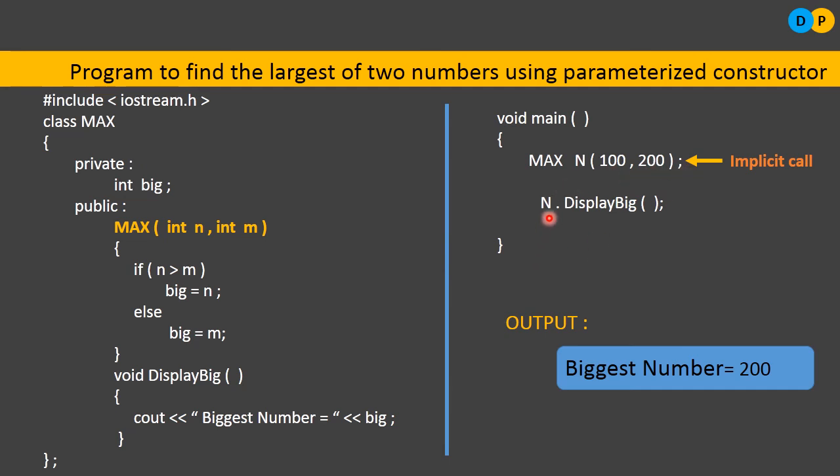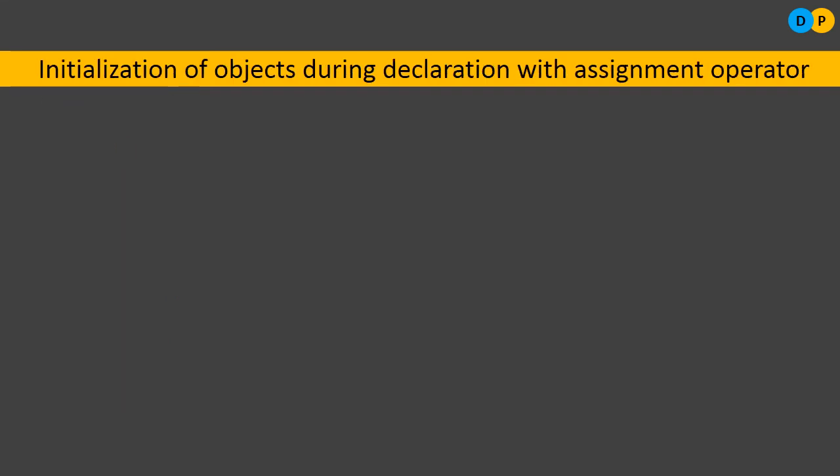Followed by this, using the object, I am calling the display big member function. Output will be: biggest number is equal to 200. I hope you have understood the difference between explicit call and implicit call. In an explicit call, the user will explicitly call a constructor in his program. But in an implicit call, we will not be taking the name of the constructor at all. We just create an object, and after the object is created, we pass the values, the arguments. That's all.